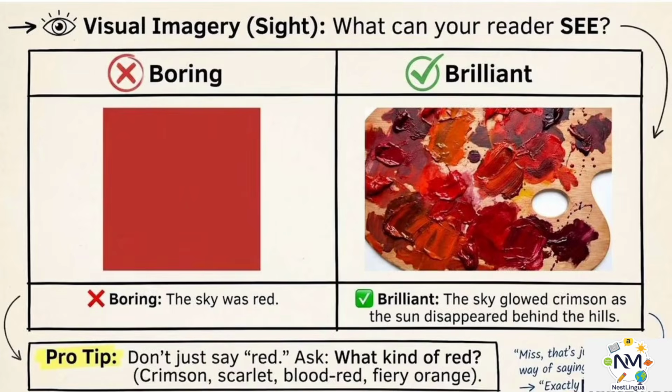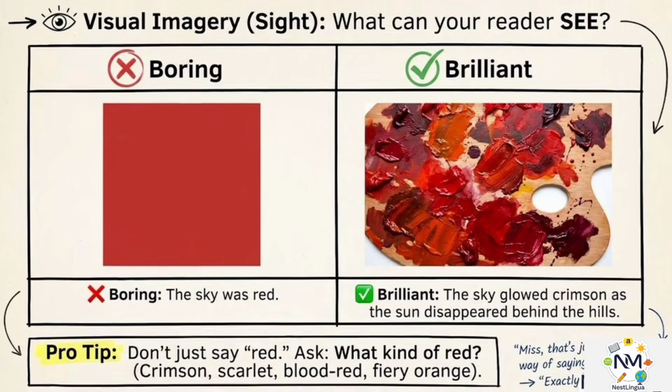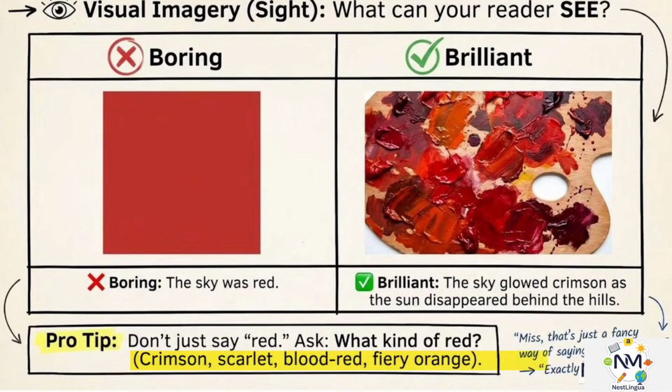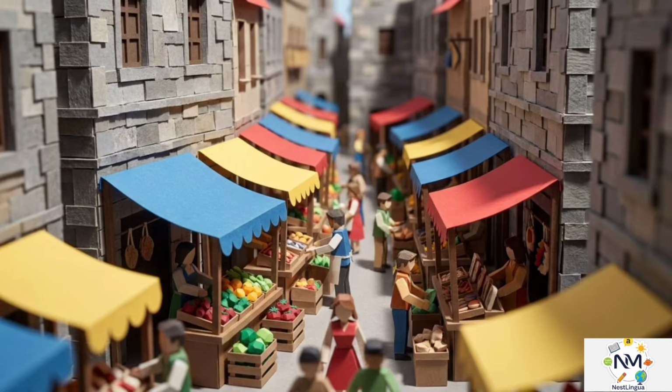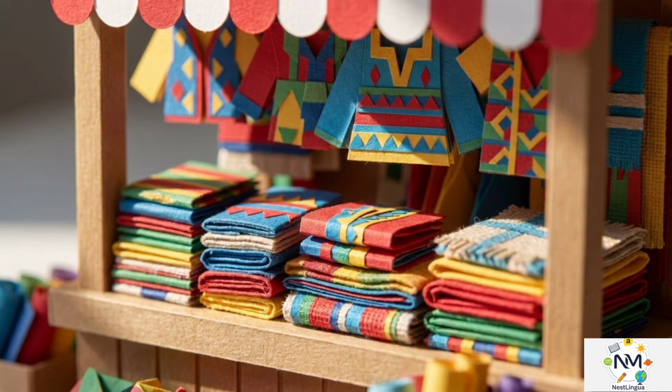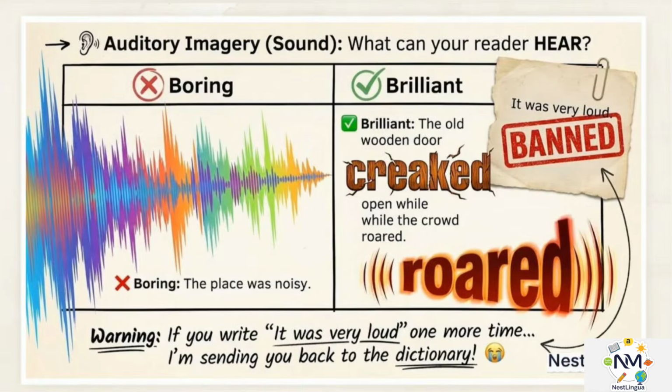Look at this palette. If you write "The sky was red," you're handing the reader a flat, uninteresting square. Specificity, choosing crimson, scarlet, or fiery orange, forces the reader's brain to actually see the color. We can upgrade our market scene by adding colorful stalls crowding a narrow street, filled with bright clothing that catches the afternoon light. There's auditory imagery.